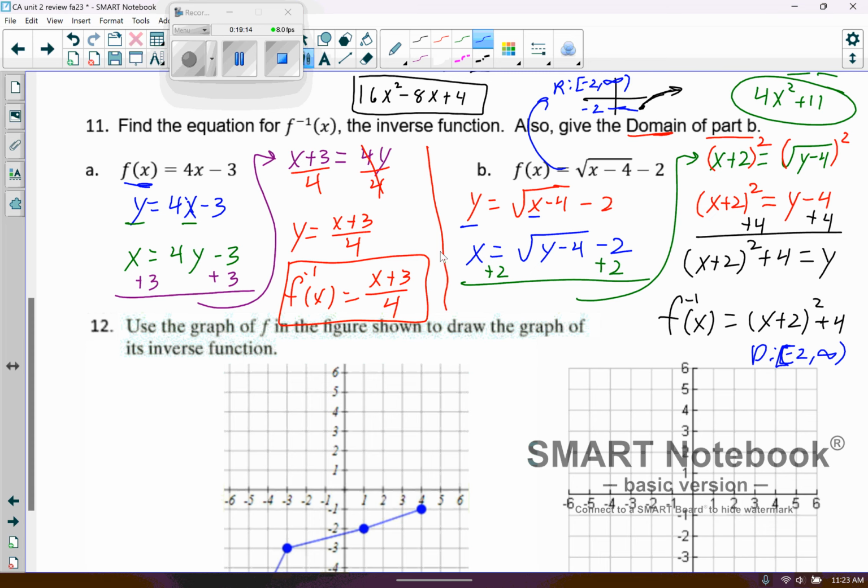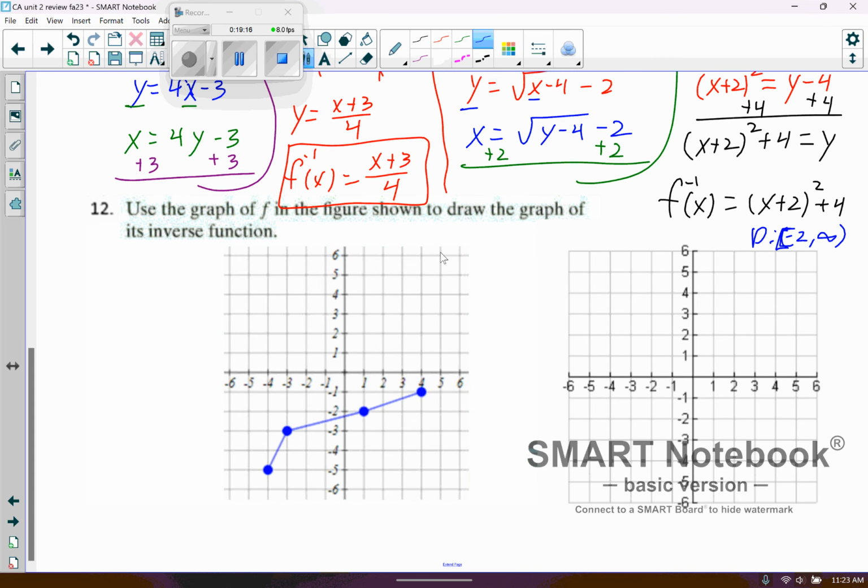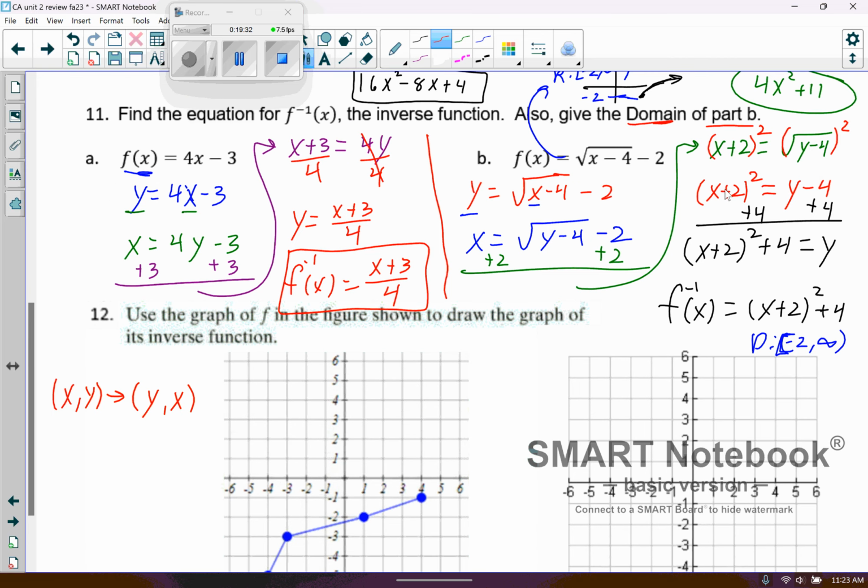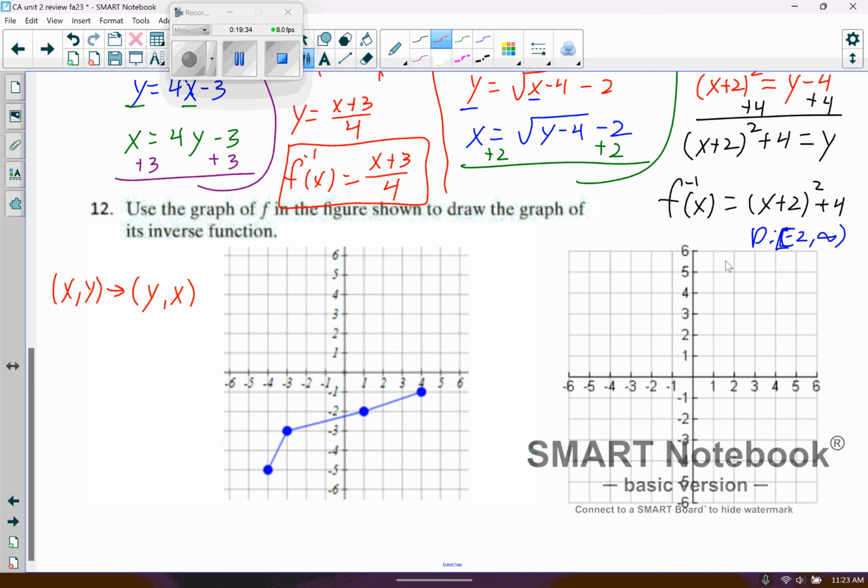Okay, and then the last one, this one should not be too difficult. In order to find the inverse of a function, if you have x and y, it's pretty simple to find the inverse. Just swap it. Put the y where the x is and the x where the y is. And that just kind of reiterates what I was talking about up here with the domain and range switching. So it's the same thing here.